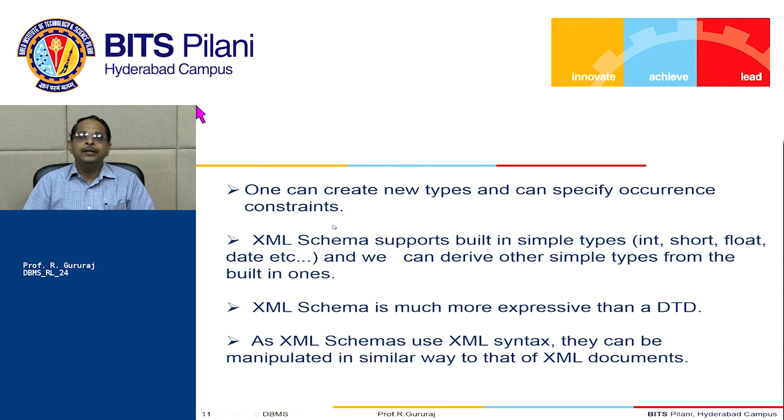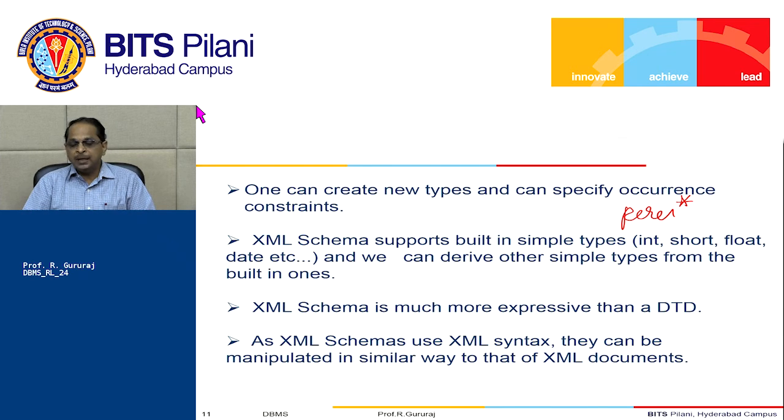And one can create new types and can specify occurrence constraints. That is, how many occurrences of a given element are possible. If you look at the DTD, you can only specify person star. You can only specify zero or more, and you cannot specify it in a more detailed way in this DTD. But if you are using XML schema, I can clearly specify exactly how many occurrences of a given element are possible.